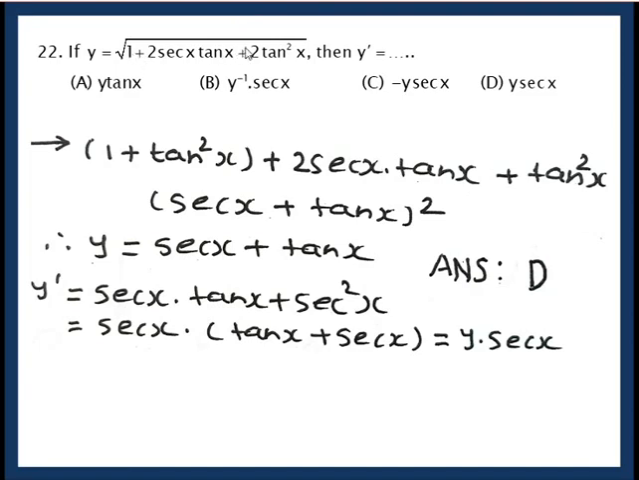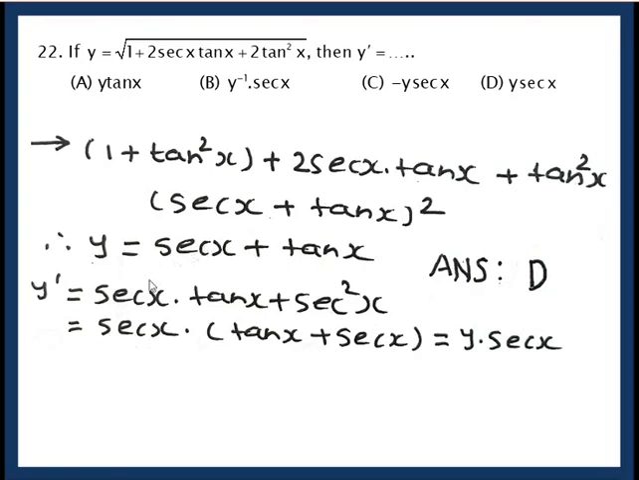Now, this 2 tan square x can be written as tan square x plus tan square x. So 1 tan square x will go with 1. So 1 plus tan square x, this as it is, plus remaining tan square. 1 plus tan square is sec square. So sec square plus 2 sec tan plus tan square is the square of this. But we want its root. So y is simply sec x plus tan x.